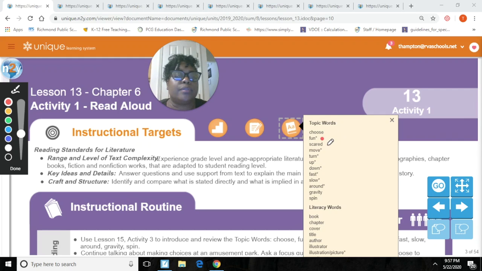Fun, scared, move, turn, up, down, fast, slow, around, gravity, spin. Okay?